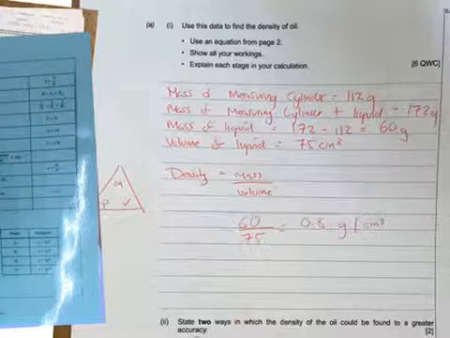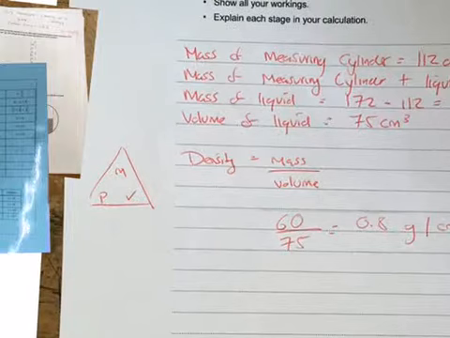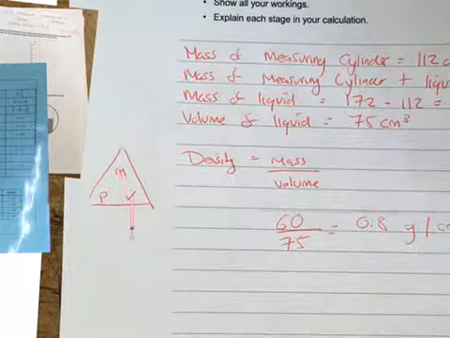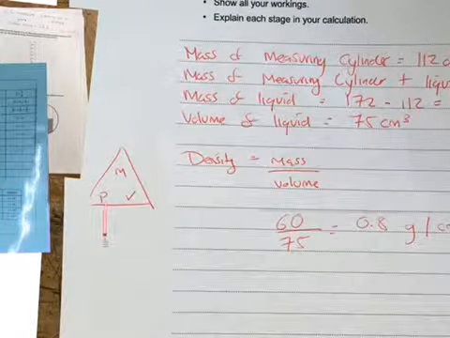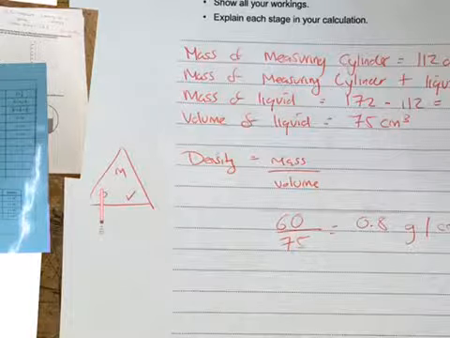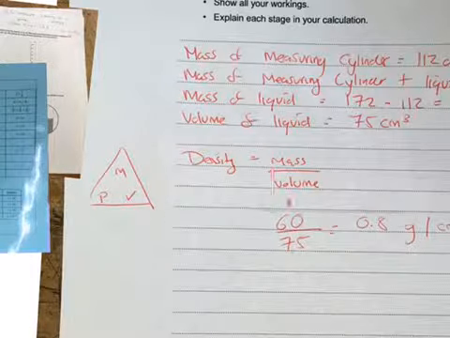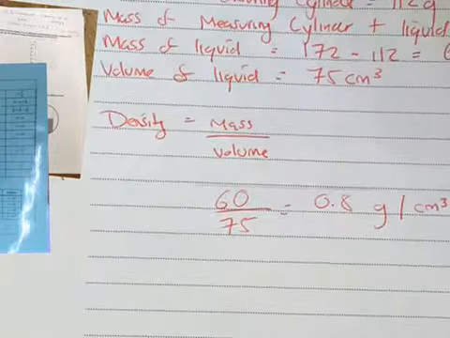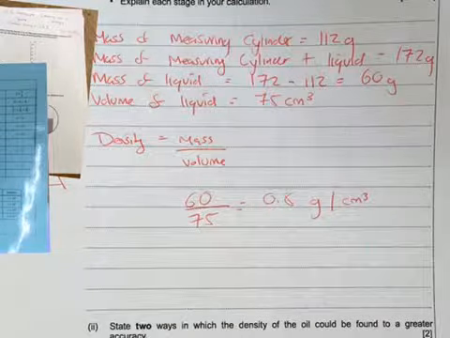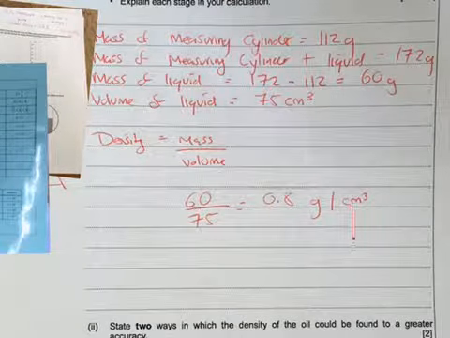I've done the triangle there, look. So M stays on top, it's already on top of V, and then the density comes down. So density, if we cover it with your finger, equals the mass over volume. So this time it's going to be 60 over 75. And that's going to come out to 0.8 grams per centimetre cubed.